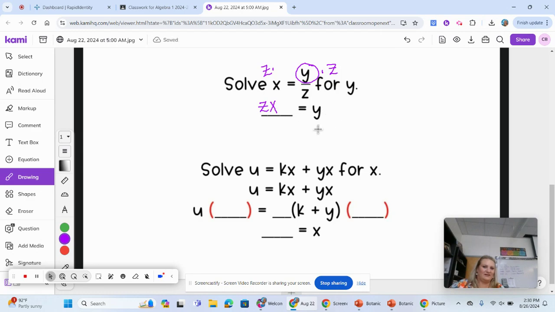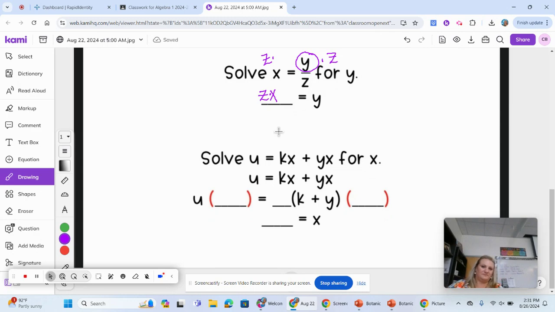equals y, because it's just understood if the letters are close together that there's a multiplication sign right there. And you're not actually multiplying anything, you're just rearranging.